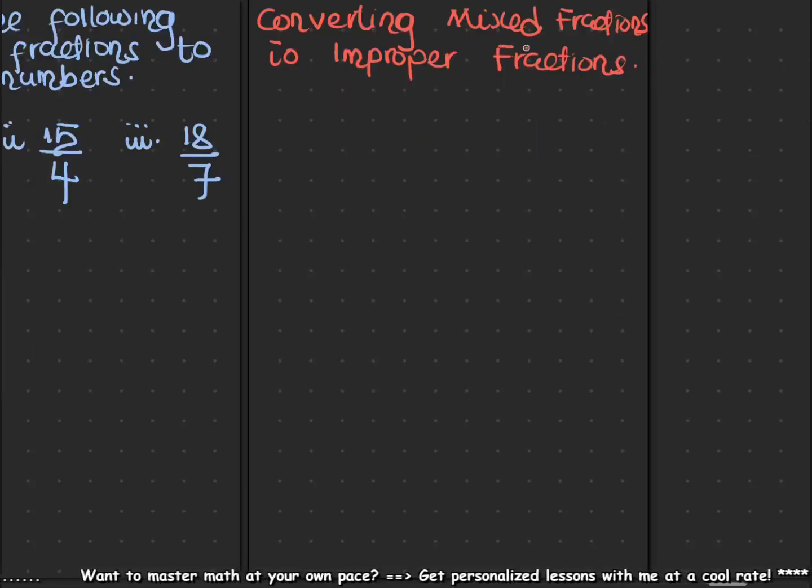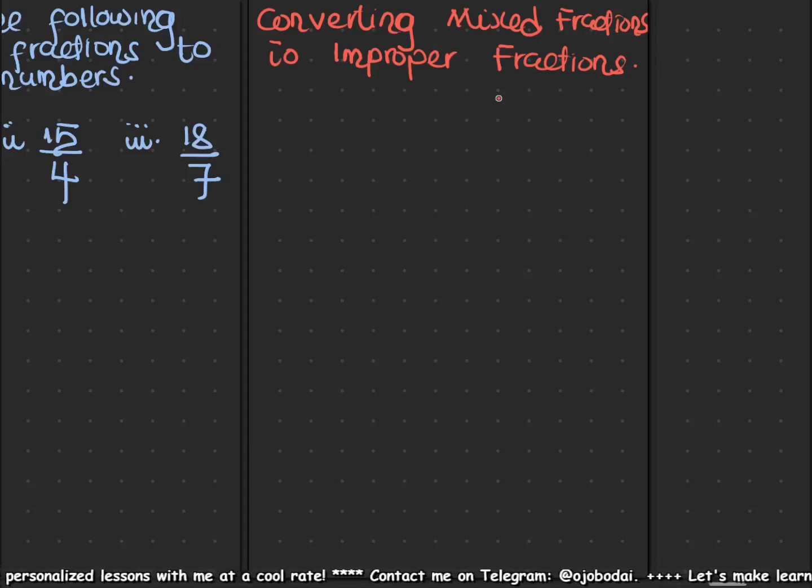Converting mixed fractions into improper fractions, there are some steps involved. All we need to do is to multiply the whole number by the denominator of the fraction. Then you add the numerator of the fraction. If you do that, the sum becomes your numerator. Then the denominator of the mixed fraction still remains your denominator. So let me write out these steps so that you can jot them down for reference.